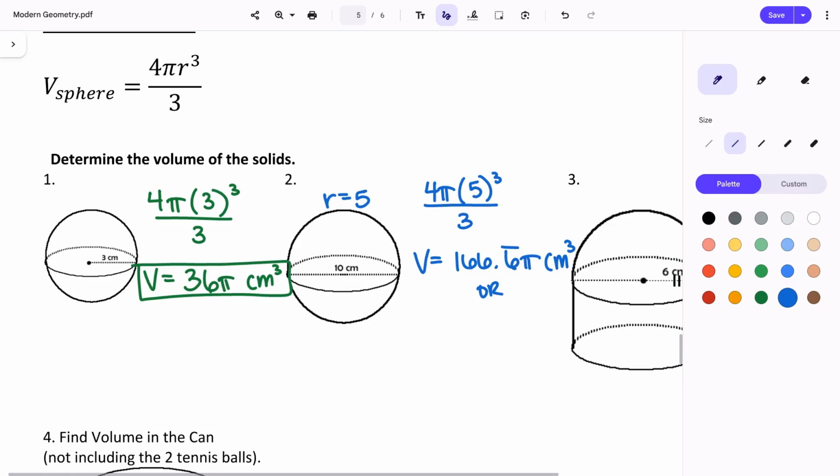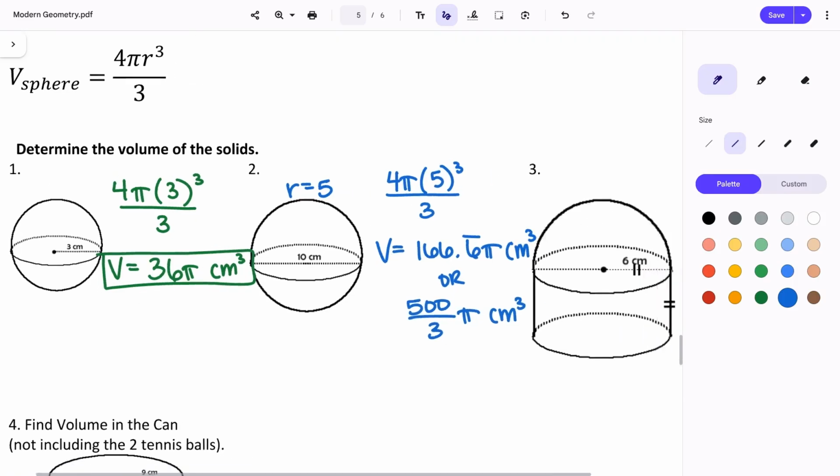Or if any of you had it written like this, 500 over 3 pi, I would take that too. The 500 over 3 is where that 166.6 repeating comes from. So if you leave it as a fraction, that does not bother me. I will take either answer. You can give me the fraction form or you can give me the decimal form there. As long as whatever you give me is correct, you're going to be fine. And then make sure you still have pi centimeters cubed.